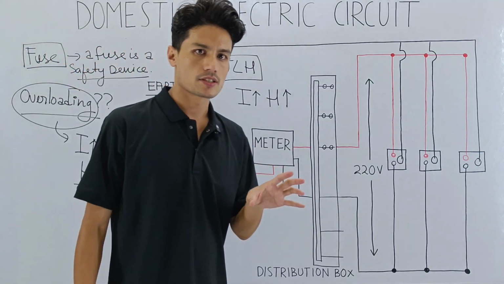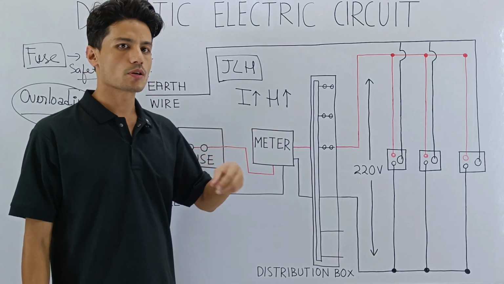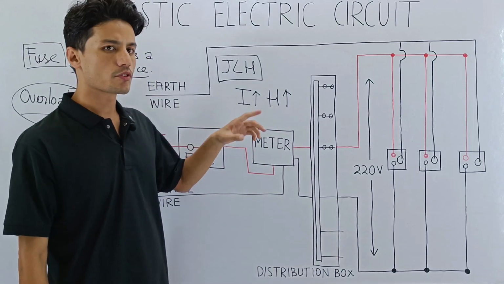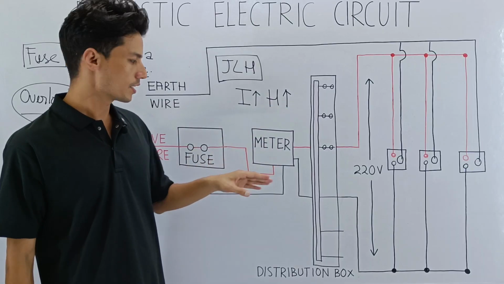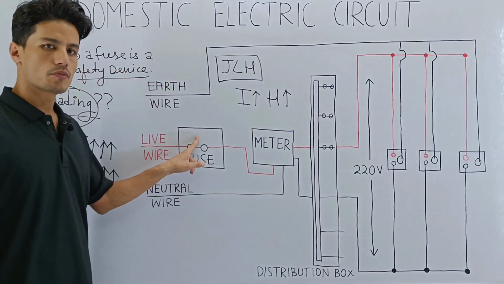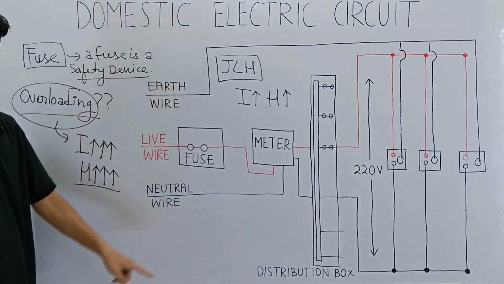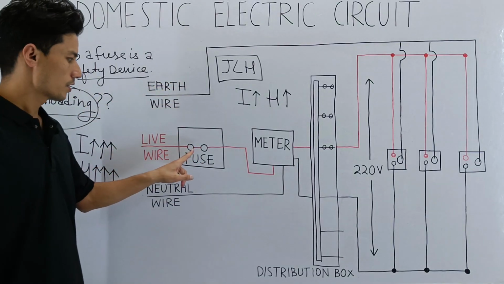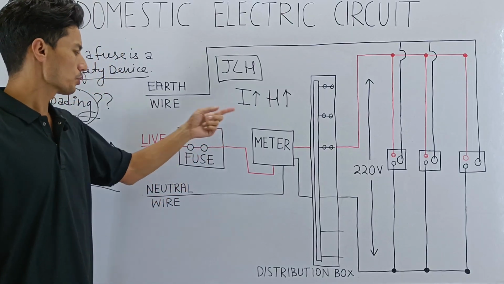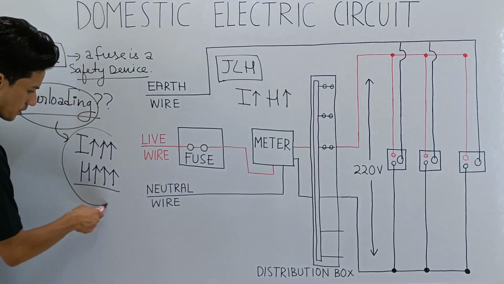So how do we prevent this? How do we prevent our wires from becoming overheated? Or simply, how do we prevent excessive current from entering these wires, our home, in the first place? What we can do is use a fuse, which will protect us from overloading. So now let's learn about a fuse. What is there in a fuse by which it is able to protect us from this situation?